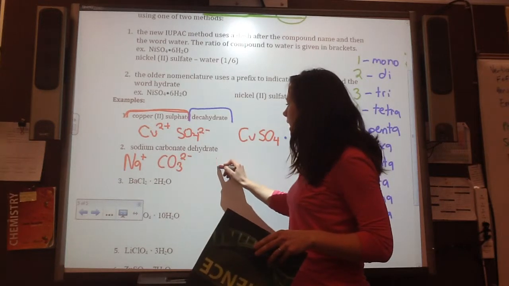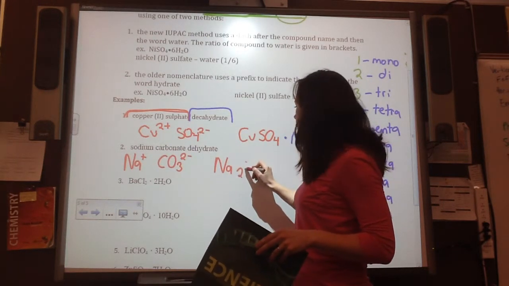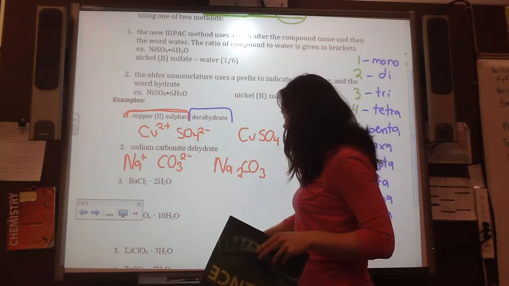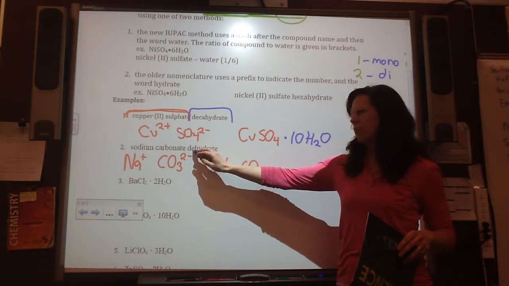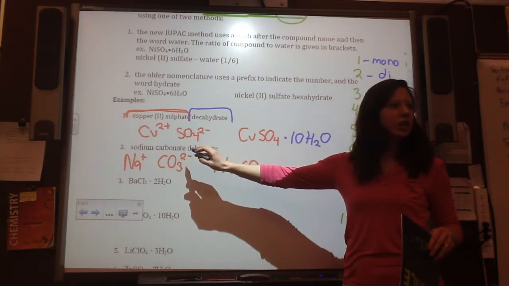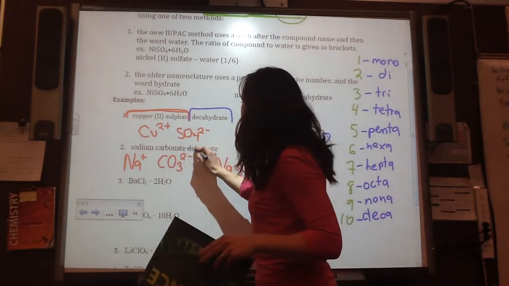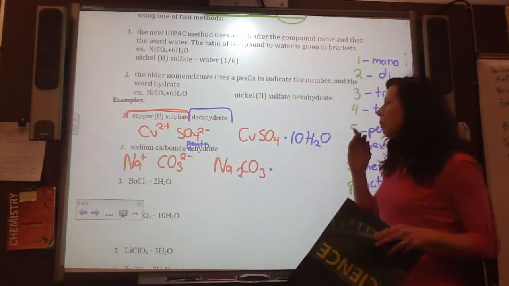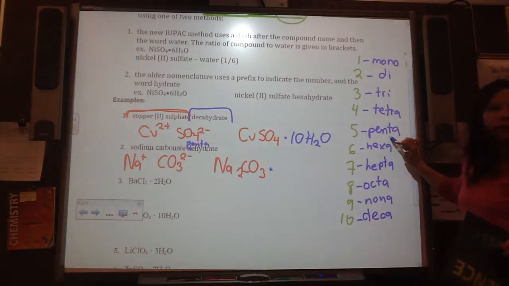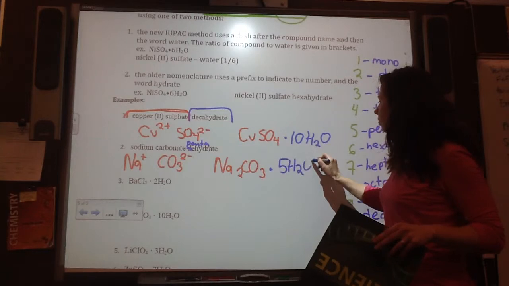So you crisscross the numbers that are with the ion. So then I get Na2CO3, dot. Oh, does yours say deca? Did I change it on yours? Pardon? It says penta. Oh, sorry. Yours says penta. Okay, so penta means 5. So then we go 5 H2O.